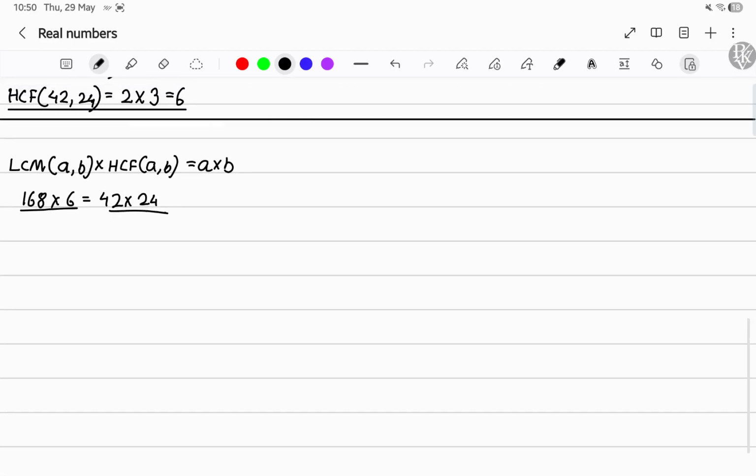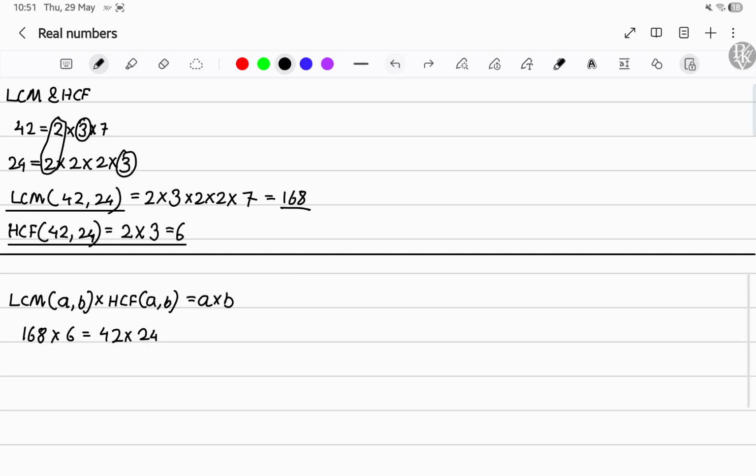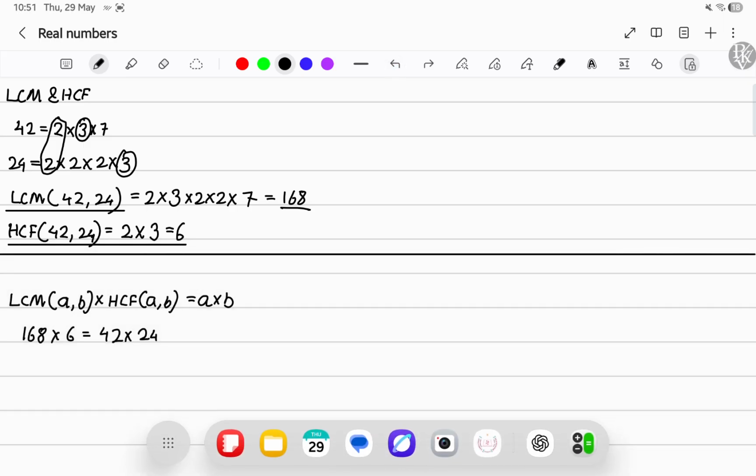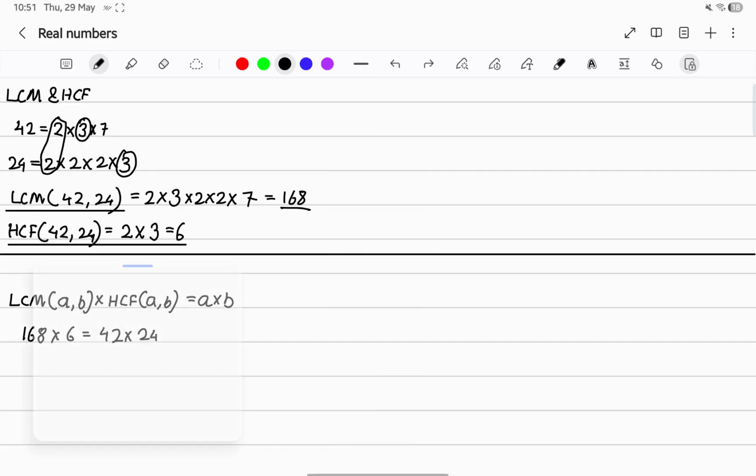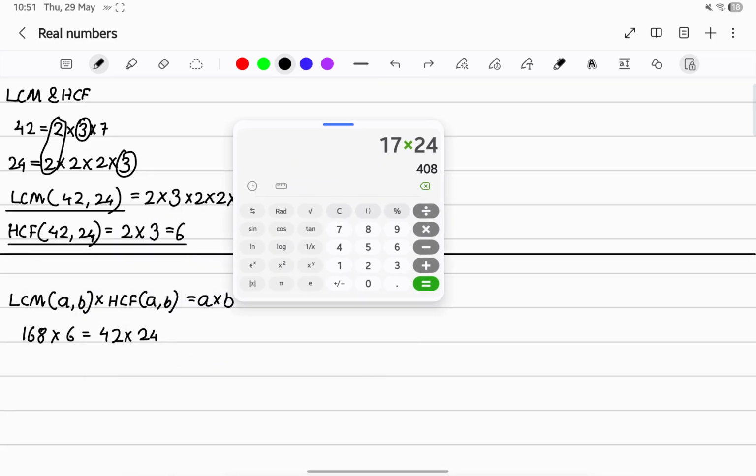Now we multiply 42 and 24. These two will be the same thing, that is what we say. Since I am lazy to multiply right now, 168 multiplied by 6, that would be 1008. And we are saying that this is equal to 42 multiplied by 24, which is again 1008.